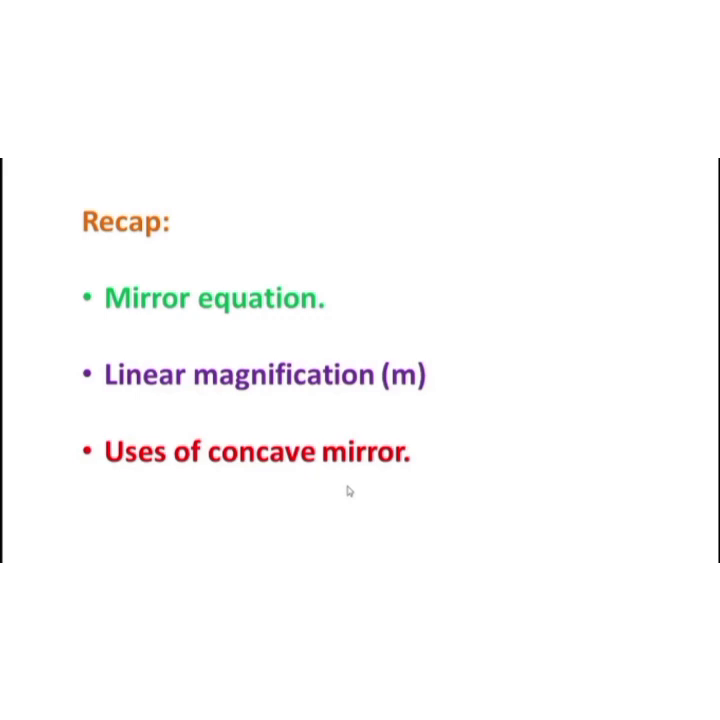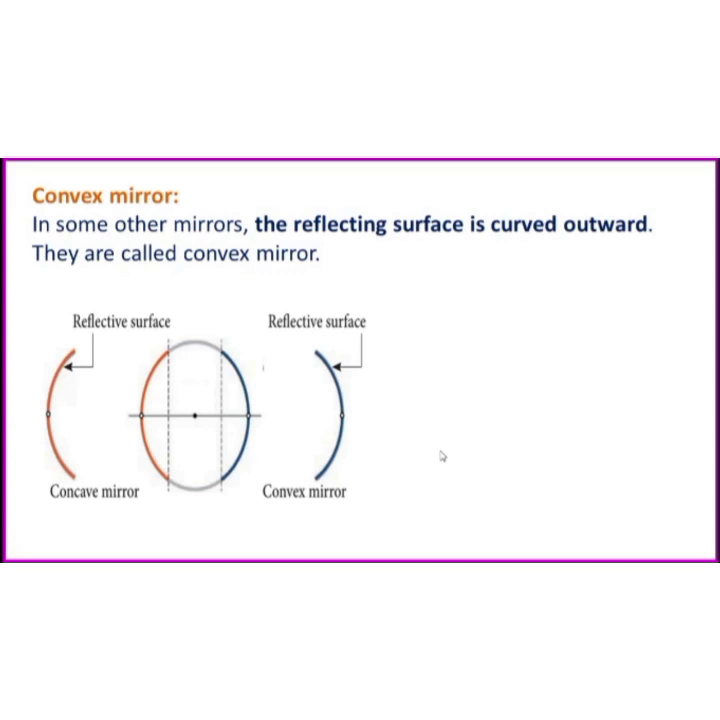And we used reflectors in torches, headlights in vehicles, and searchlights to get a powerful beam of light. And large concave mirrors are used in solar heaters. Curved mirrors: the reflecting surface can be considered to form a part of the surface of a sphere. Such mirrors whose reflecting surfaces are spherical are called spherical mirrors.